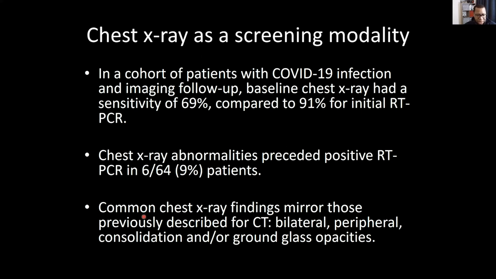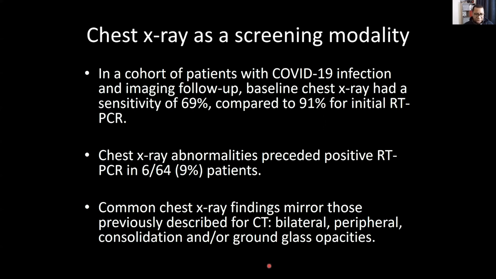When chest x-rays are positive, the common findings basically mirror what we talked about on chest CT, which is you have bilateral, peripheral, lower lung predominant opacities, right? You can't really tell the difference between consolidation and ground glass on chest x-ray.